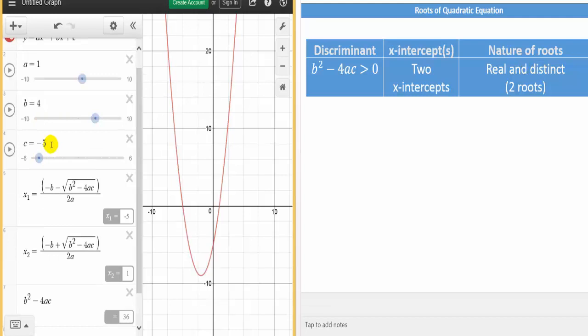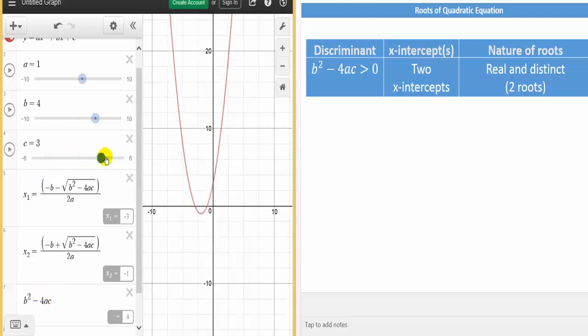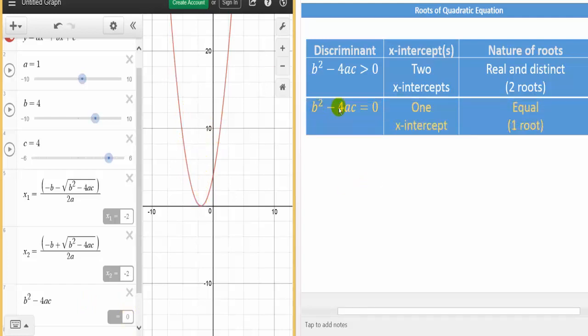Now I'm going to change the value of c. Let's see how the curve changes and the value of b squared minus 4ac changes. Now when b squared minus 4ac is equal to 0, the quadratic curve will cut the x-axis at 1 point. When the discriminant is equal to 0, it cuts the x-axis at 1 point, and we say that the quadratic equation has equal roots.